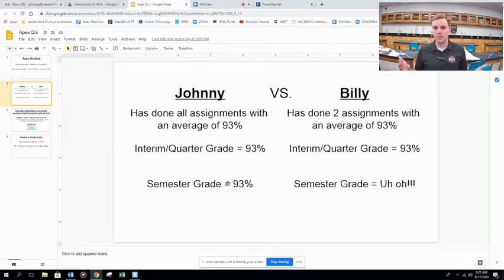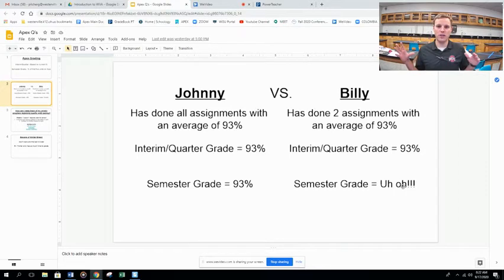So Johnny's pretty straightforward. Now, Billy over here, let's say he's only done 2 of the 100 assignments that go in the first semester, but he got an average of 93% on those 2 assignments. Now, his interim and quarter grade will be at 93%. So his interim and quarter grade will be no different than Johnny's, even though Billy has only done 2 assignments and Johnny's done all of his assignments. Okay? So what this means is, sometimes a student who is very far behind won't really look like they're behind on their interim or quarter grades. Now, by the time you get to the semester grade, then Billy's going to have a big uh-oh. And we really want to avoid that.